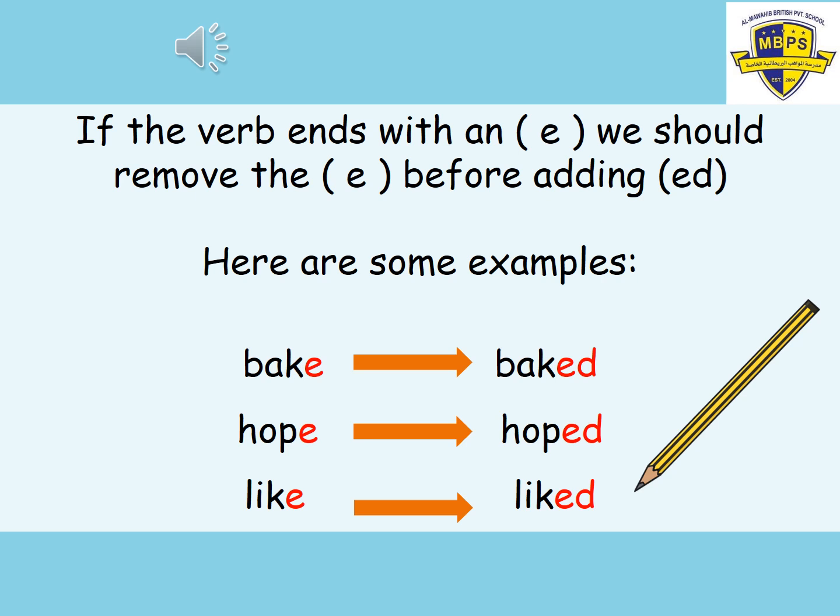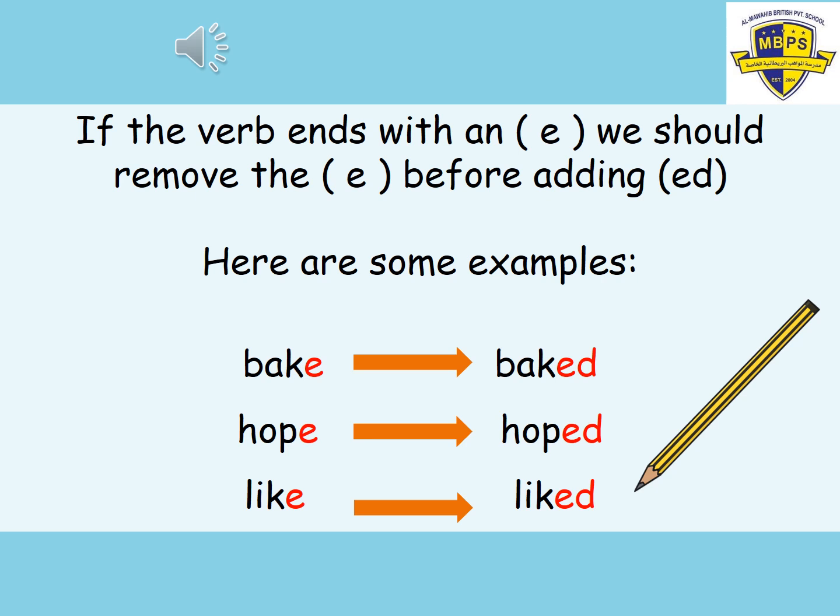That's why before you add the ed of the past tense, you will cross out this e at the end of the verb. So the verb bake will be baked. Cross the e and then add the ed of the past tense. It will be baked. Let's see the next one.